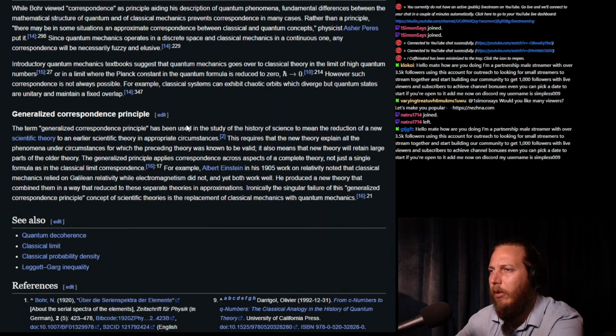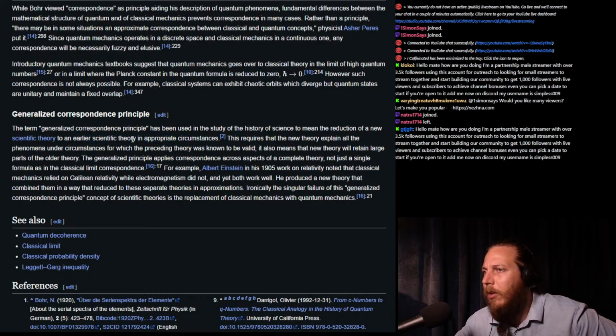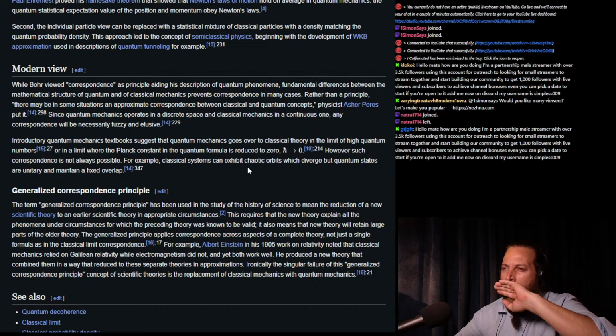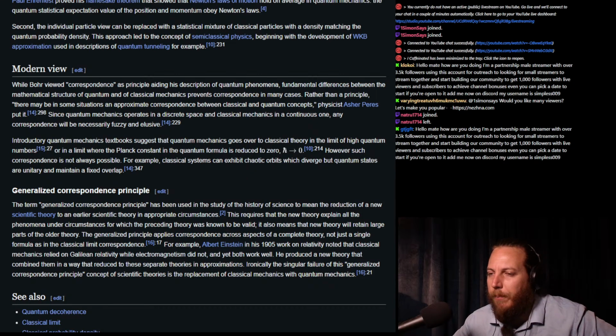The term generalized correspondence principle has been used in the study of the history of science to mean the reduction of a new scientific theory to an earlier scientific theory in appropriate circumstances. This requires that the new theory explain all the phenomena under circumstances which, yeah. Okay. Oh, right. Well, that all makes sense then.